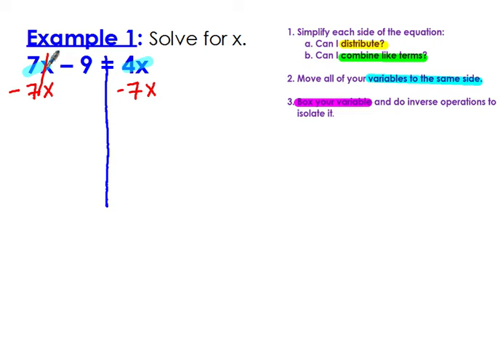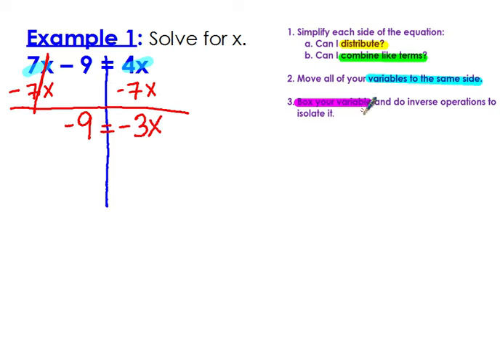So I'm going to get rid of 7x. In order to get rid of it, I'm going to subtract it, take it away, because I need this to go to 0. 7x minus 7x is 0, and I'm left with negative 9 only on this side. Here I've got 4x minus 7x, which gives me a negative 3x.